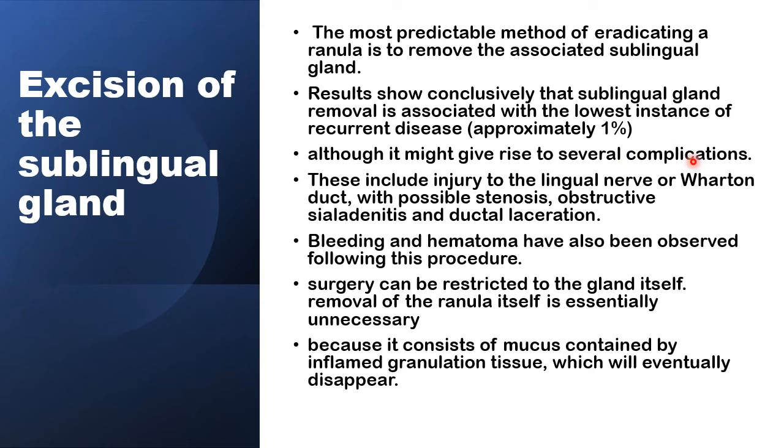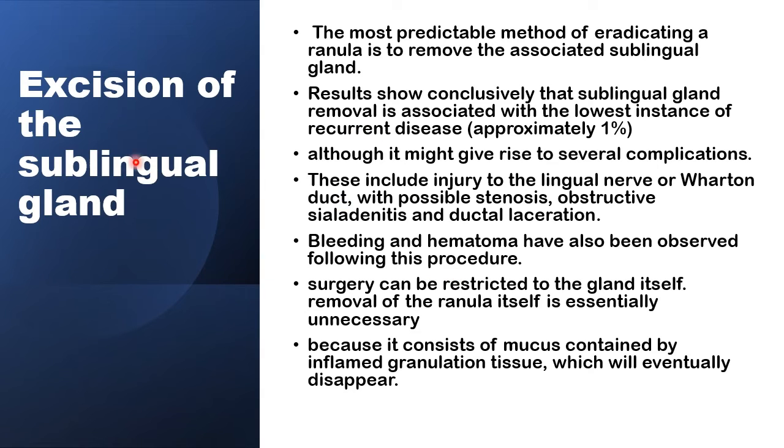several complications, because this would entail working very close to the lingual nerve or the Wharton's duct, and this can cause possible stenosis of the duct with obstructive sialadenitis in the submandibular gland, or duct laceration. There may also be bleeding and hematoma in the floor of the mouth, and occasionally the hypoglossal nerve can also be injured. But removing the sublingual gland is the ultimate treatment for preventing any recurrence of ranulas.